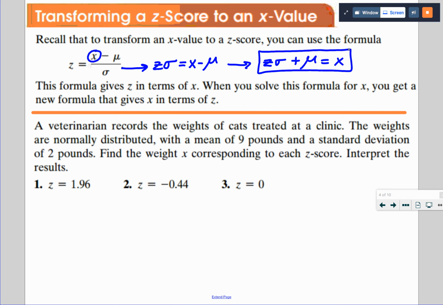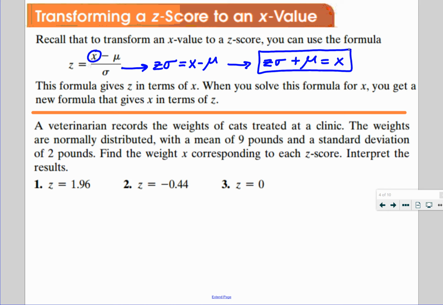Okay, so it's the same formula. We're just manipulating our variables a little bit to get something else alone. But if you have z and you're given your standard deviation and your mean, you can use that to interpret that in context of whatever data you have. So we'll just do one of these problems at the bottom so you can see what this looks like, and I'll practice a couple more in the next few slides.